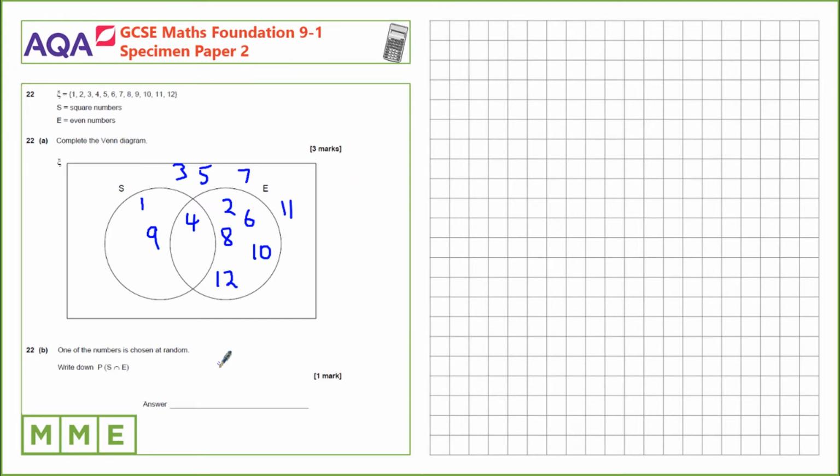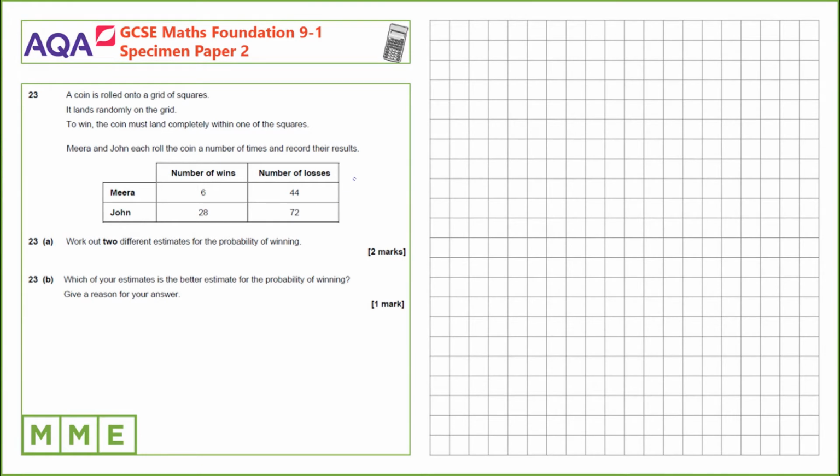Question 22b. One of the numbers is chosen at random. Write down the probability of the intersection between square numbers and even numbers. So we have one number in the intersection between these two sets, and we have 12 numbers in total. Our probability is 1/12.